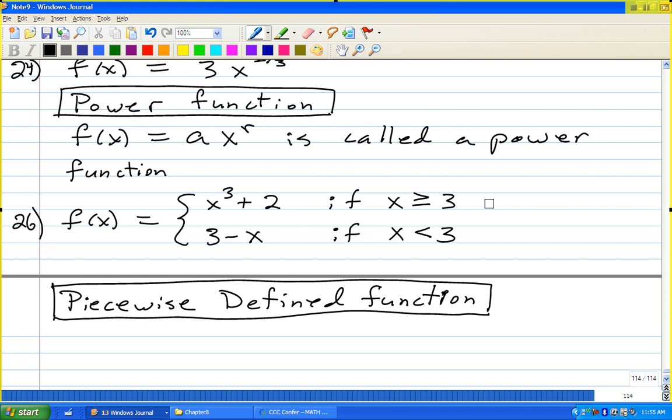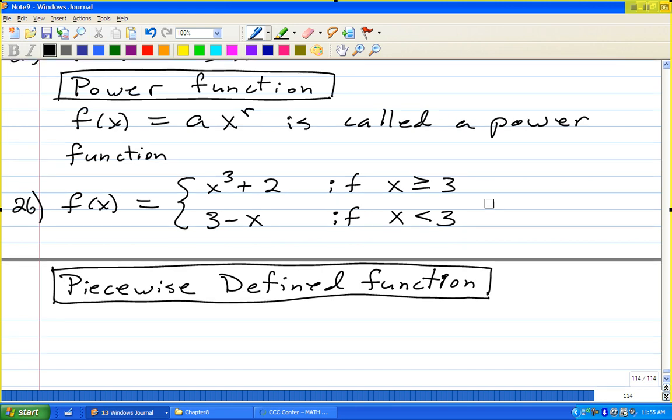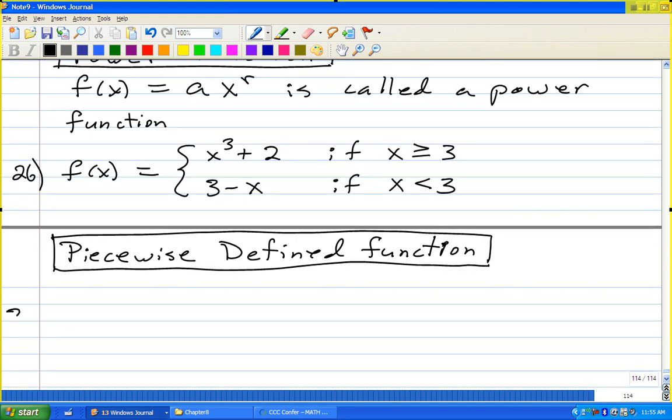Let me do problem number 28. Okay. F of x equals 1 plus or minus rad x. So in problems number 27 through 32, determine whether the complete dependency statement defines a function.